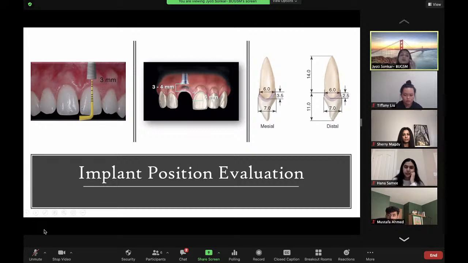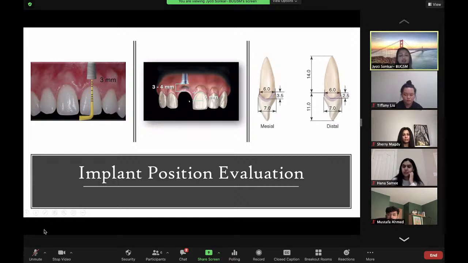And it's only going to be possible when you place a narrow diameter implant at least 3 to 4 millimeters away from the gingival margin, because that 3 to 4 millimeters of gingival margin is accounting for the transition from 3 millimeters of diameter of an implant to about 6 millimeters diameter of the upper central incisor. So keep that in mind.